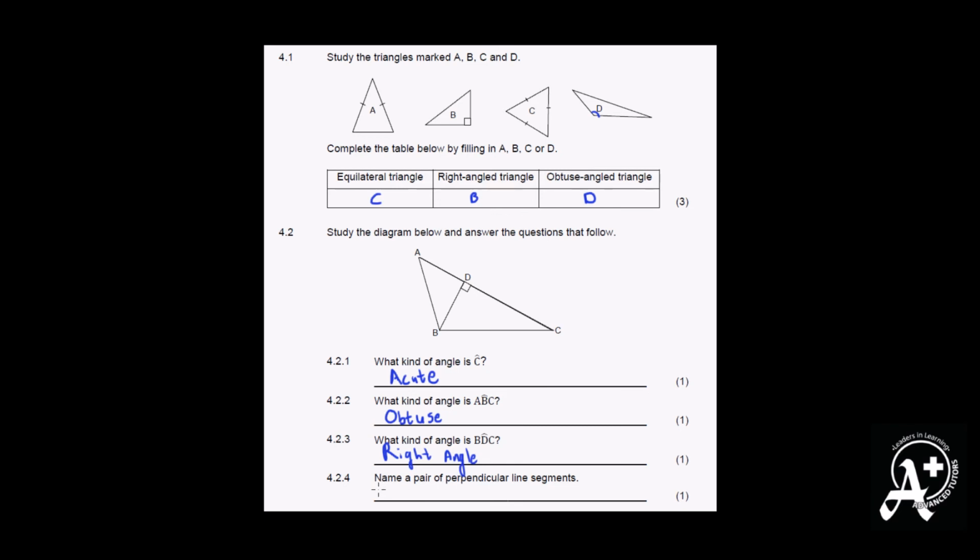Then in 4.2.4, name a pair of perpendicular line segments. So we know that when line segments are perpendicular, they are 90 degrees to one another. So there are multiple perpendicular line segments, either BD and DC or BD and AD. So I'm just going to say BD and AD.